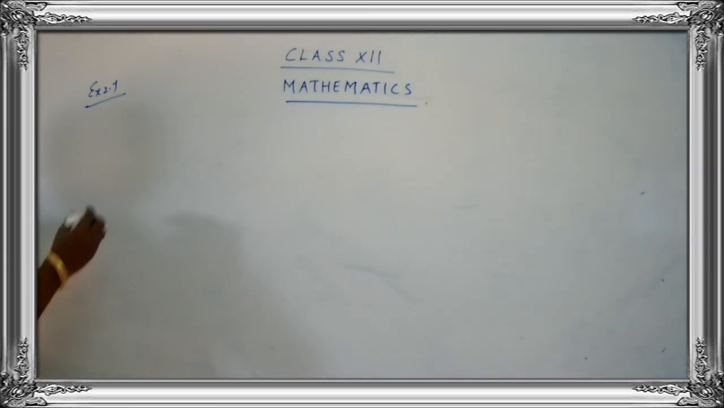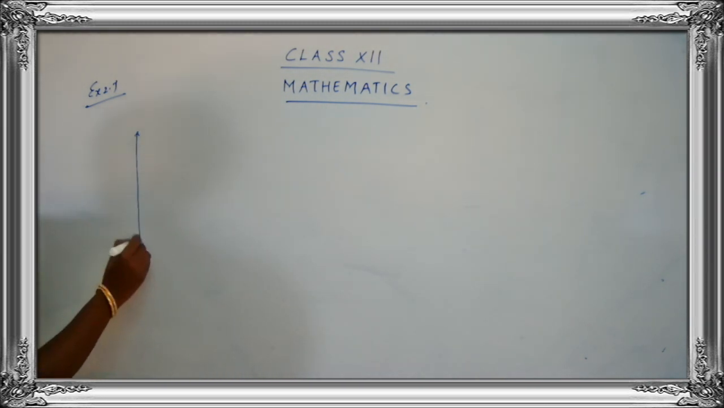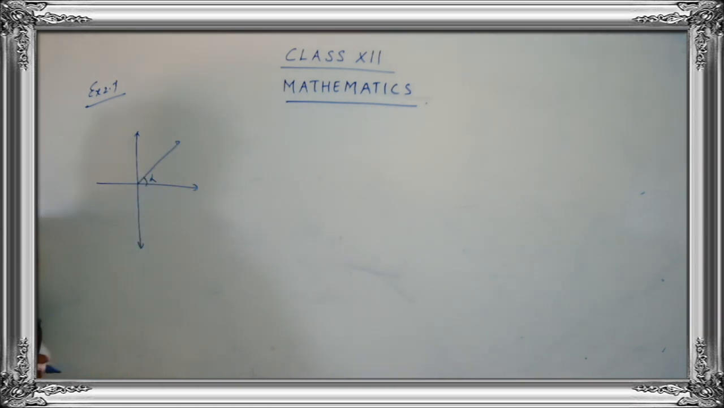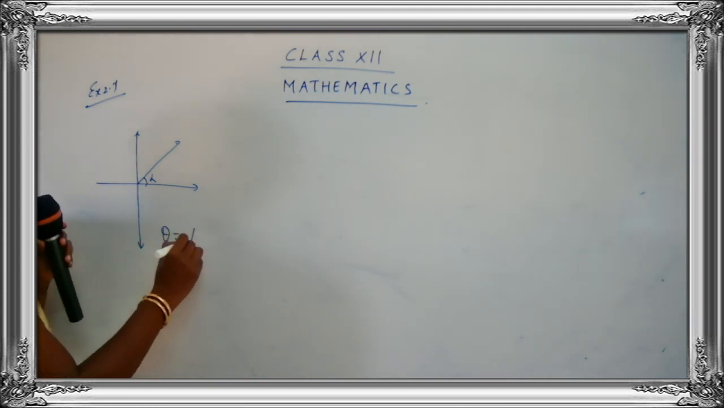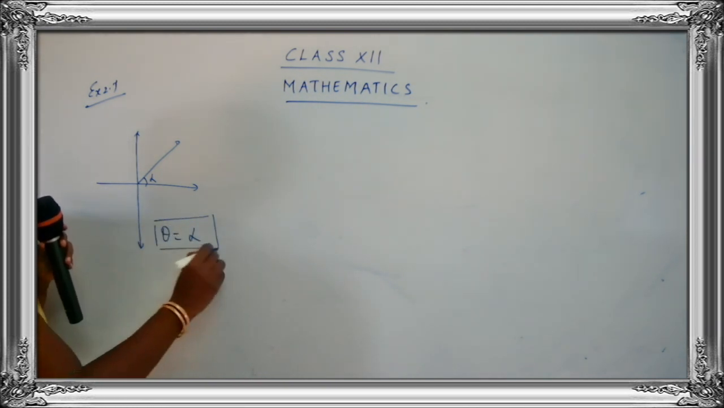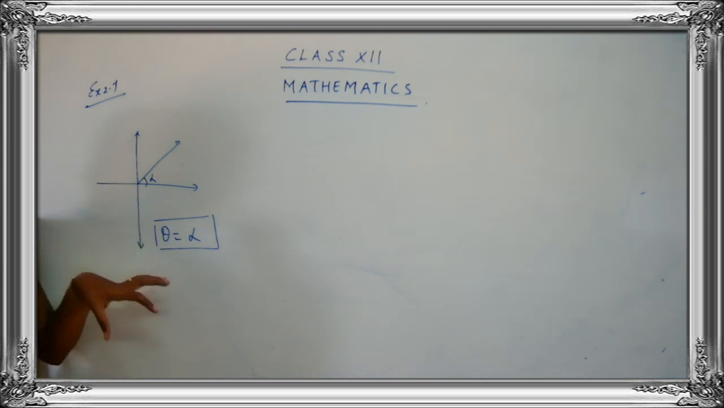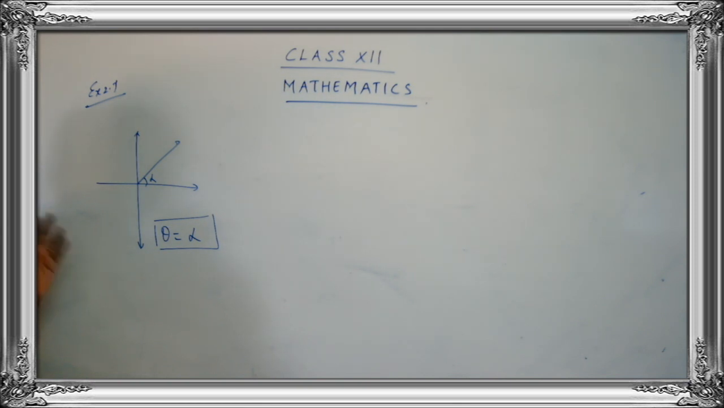That means suppose the complex number is lying on the first quadrant, you have to take the value for theta as alpha. Remember the condition. This is a very important condition you have to remember, because we have to take the value of theta from alpha according to the quadrants. So if the complex number is lying in the first quadrant, what is the value for theta? The value for theta is taken as alpha.